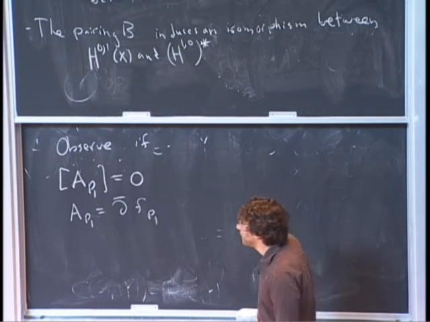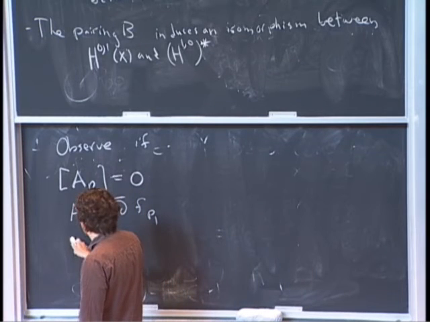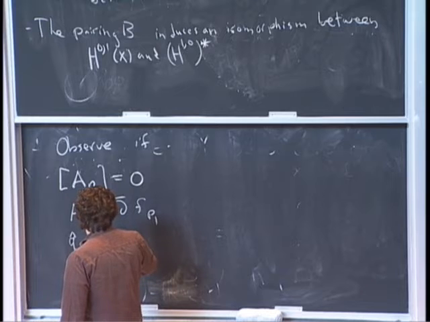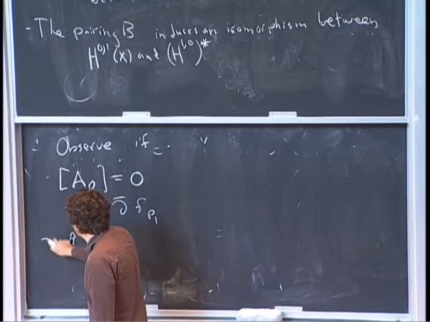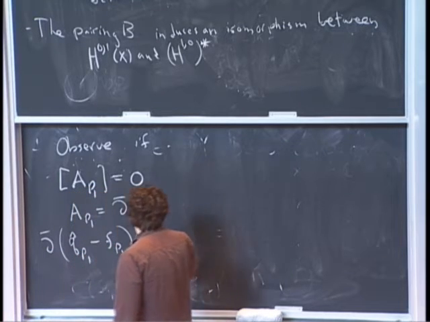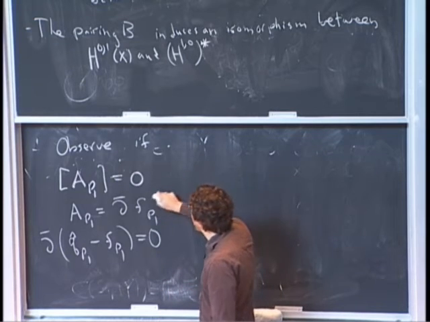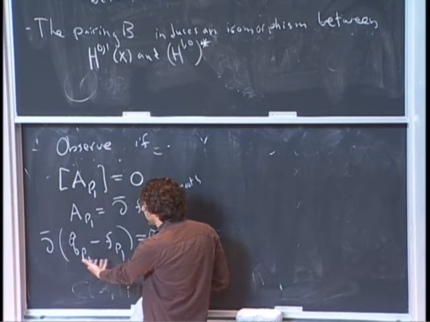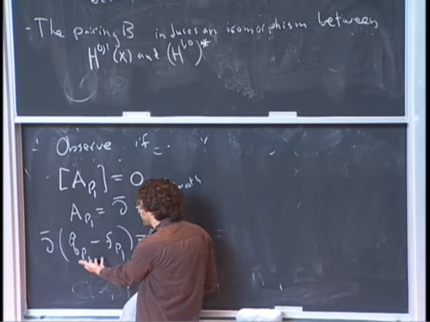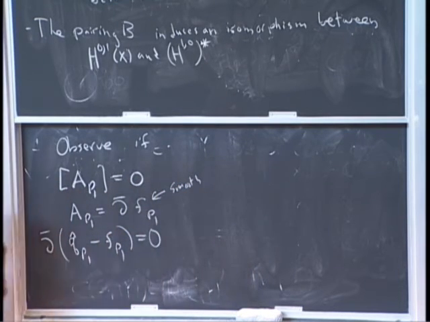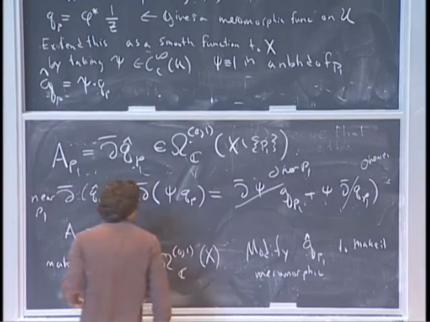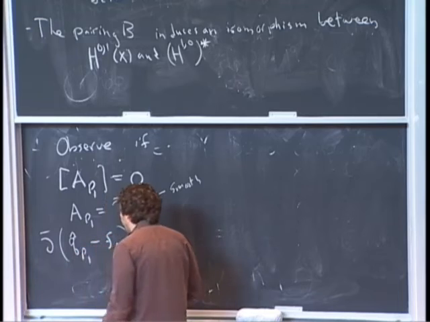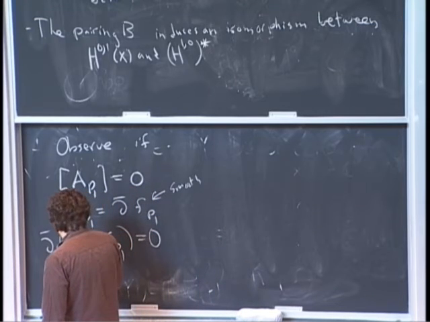Right, and then we see that if we look at q hat P1 minus f_P1, then the del bar of this is equal to 0. And so this is, of course, a smooth function, and so near P1 this doesn't change the singular behavior of q hat. And so this would imply that we had a meromorphic function.